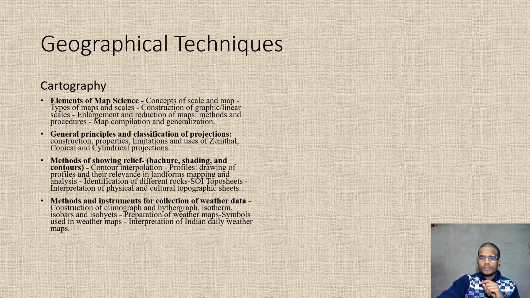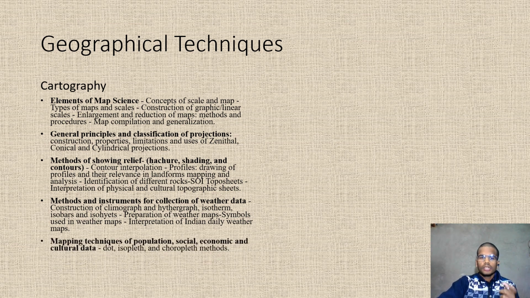Then the symbols used in weather map, that is asked. Interpretation of daily Indian weather map, this question is never asked. Okay. Mapping techniques. Okay. So where is dot map used? Where is isopleth map used? Where is choropleth map used? Where is chorochromatic technique used? You need to know this.